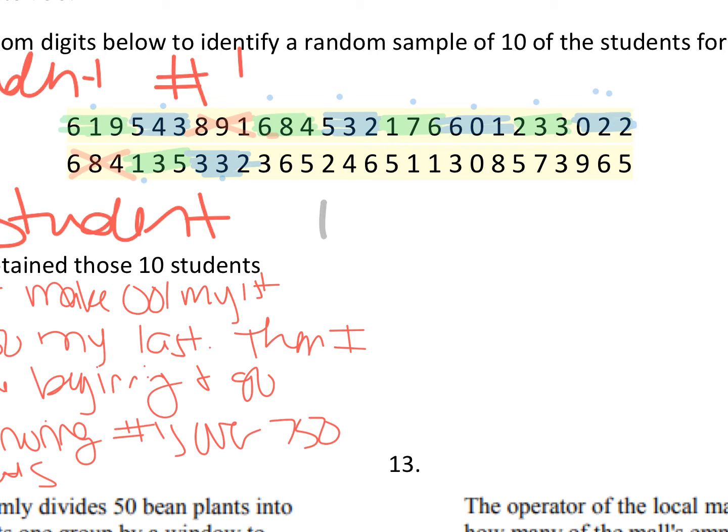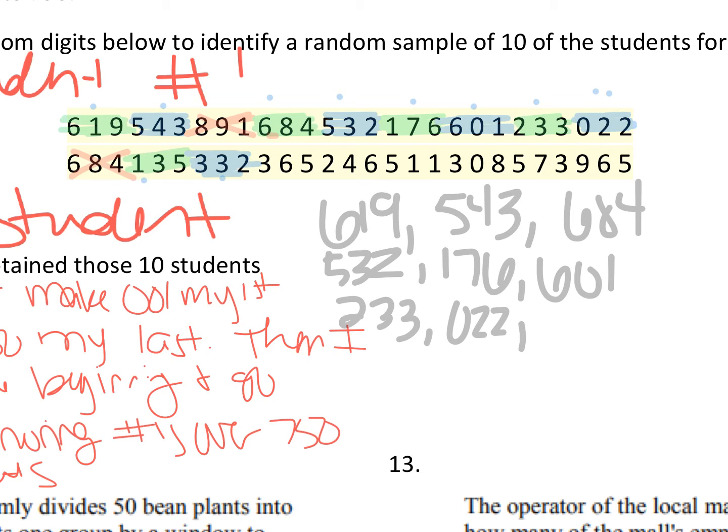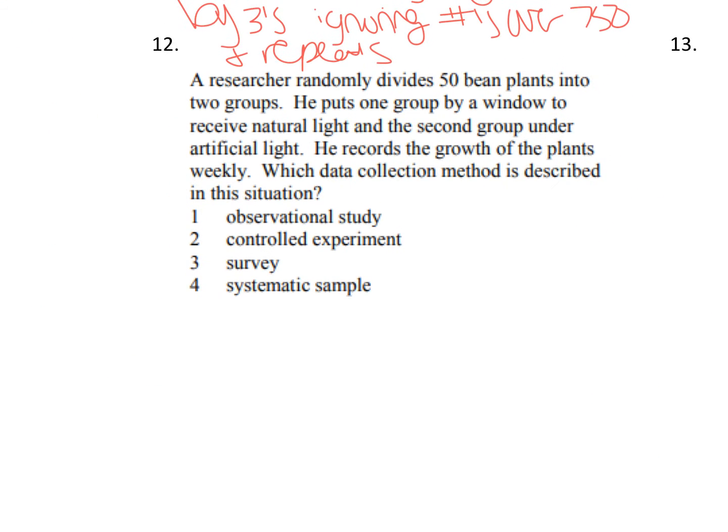So we got 619, 543, 684, 532, 176, 601, 233, 022, 135, and 332. Make sure you have all 10, 1, 2, 3, 4, 5, 6, 7, 8, 9, 10, because whenever I give this question on any other test, like any other year, people forget all of the numbers.